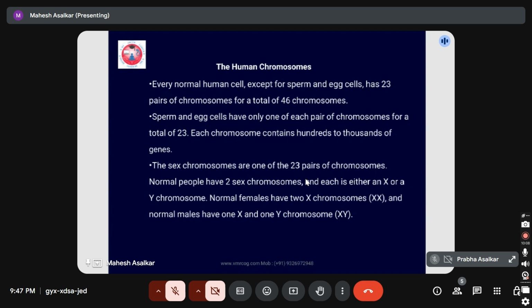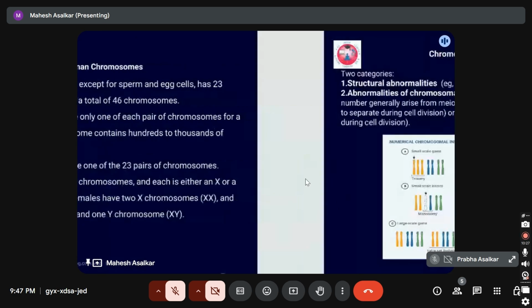Each chromosome contains hundreds to thousands of genes. The sex chromosomes are one of the 23 pairs of chromosomes. Normal people will have two sex chromosomes and each is either an X or a Y chromosome. Normal females have two X chromosomes, XX, and normal males will have one X and one Y chromosome.